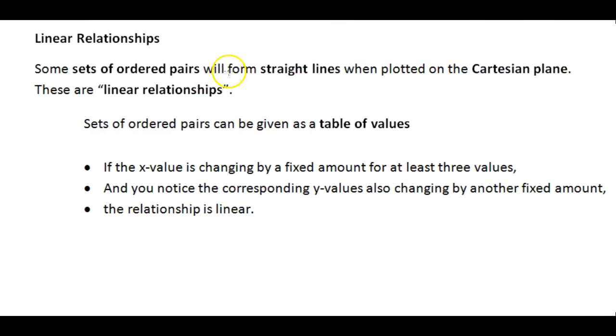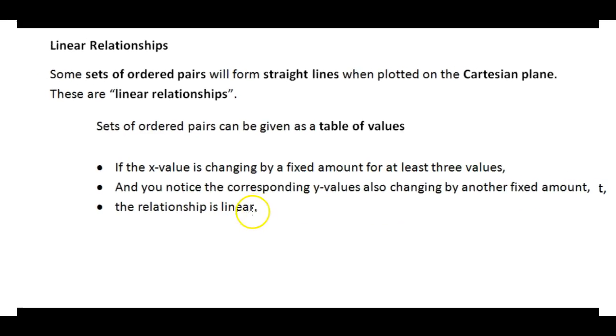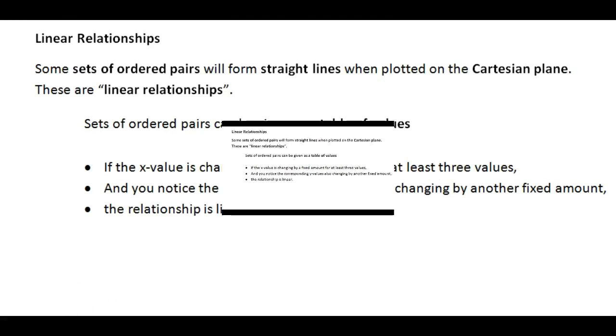Some sets of ordered pairs will form straight lines when you plot them on the Cartesian plane, and these are called linear relationships. These sets of ordered pairs can be given as a table of values. If you notice that the x value is changing by a fixed amount for at least 3 values, and the corresponding y values are also changing by another fixed amount, then the relationship is linear. Let's have a look how.